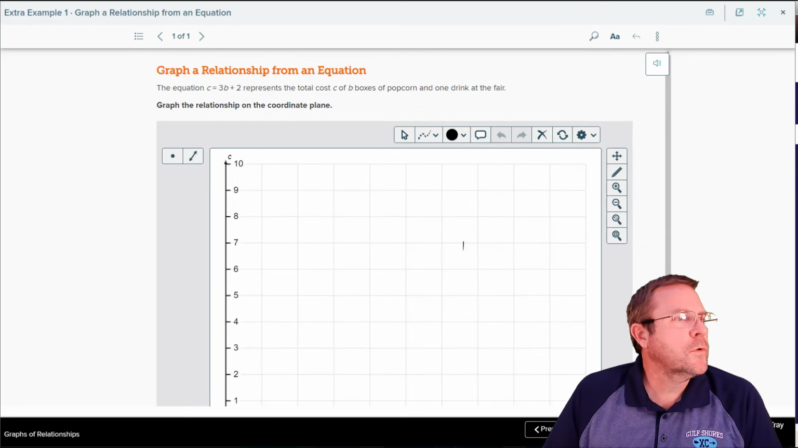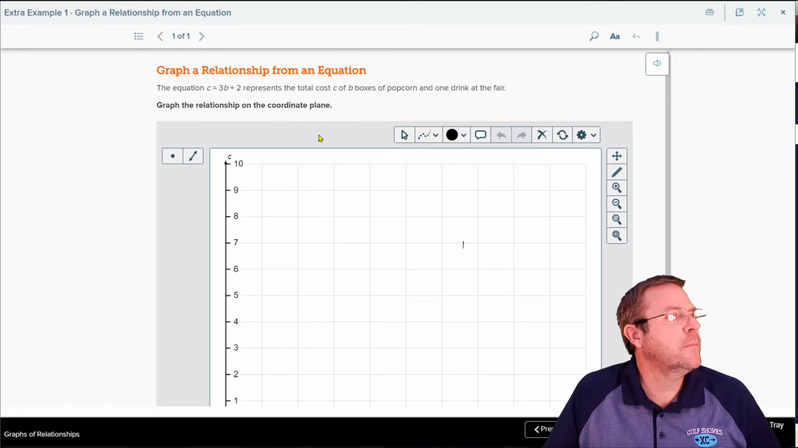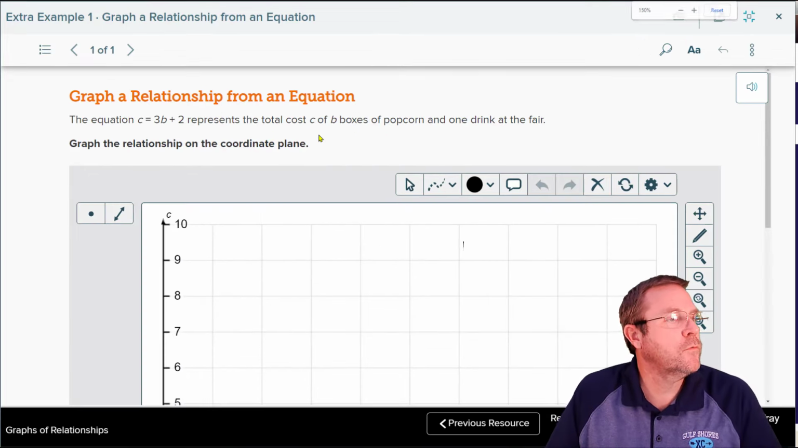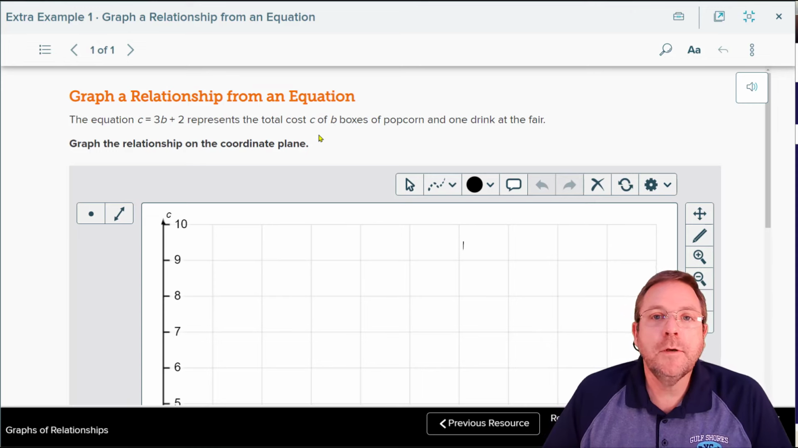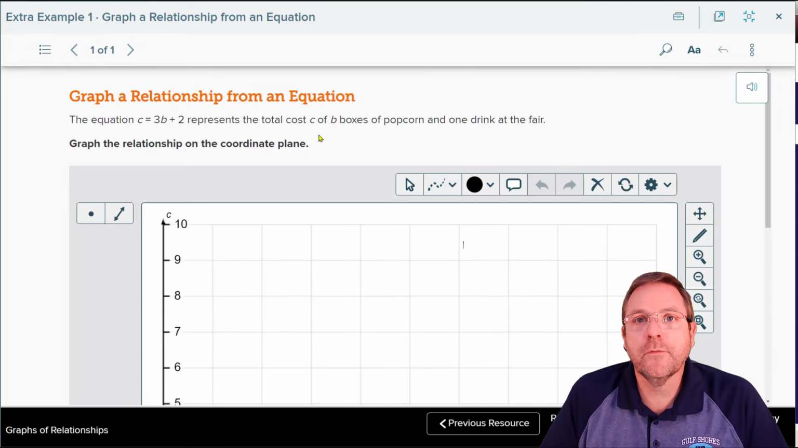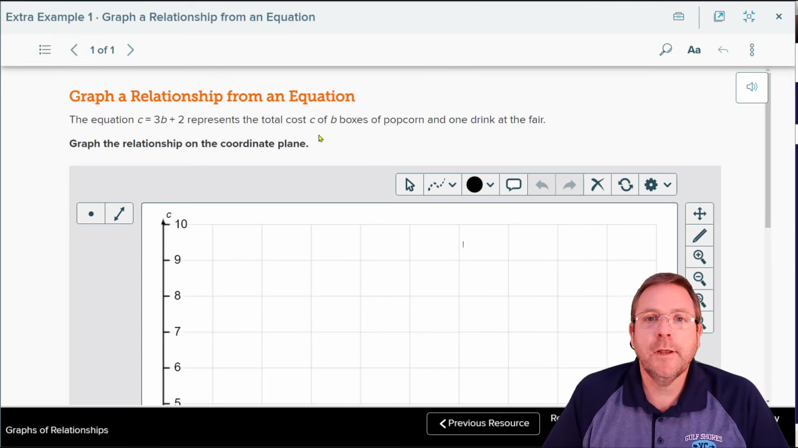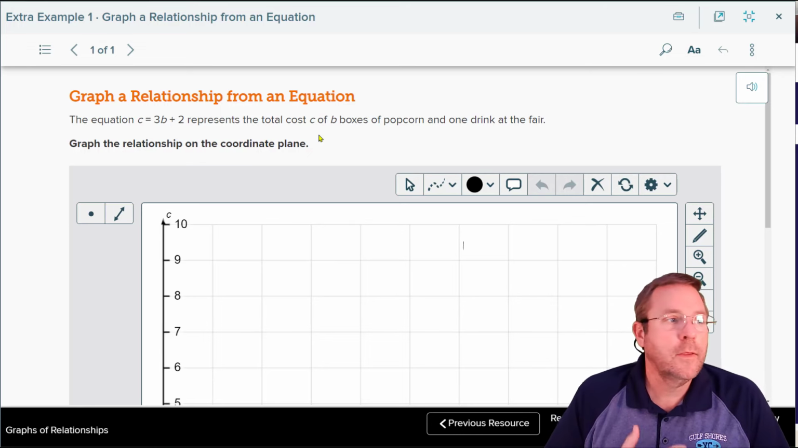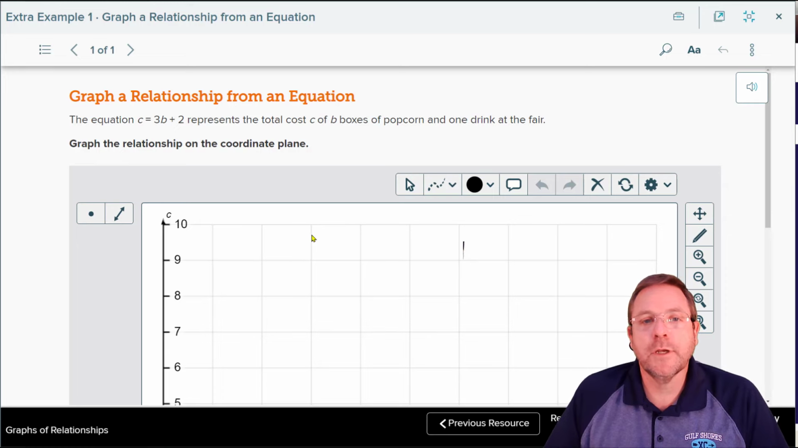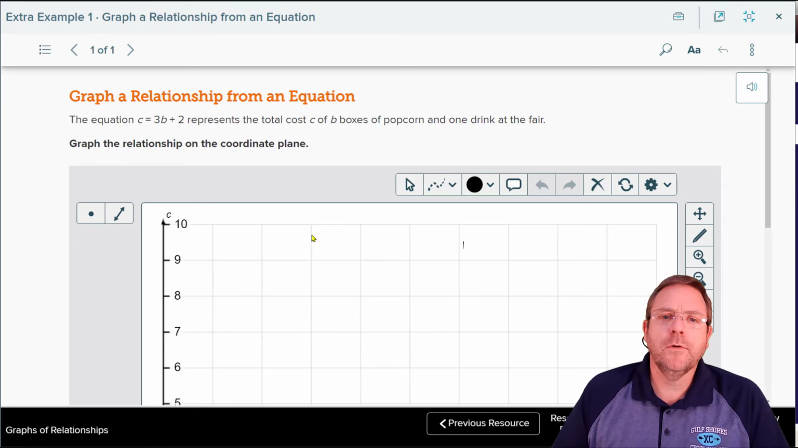Now it's going to be your turn. You have the equation C is equal to 3B plus 2. That's a plus 2 right there. So first thing you're going to need to do, create your table based off your information. After you have your table, create your ordered pairs. After you have your ordered pairs, then you need to graph your ordered pairs and check it. Go ahead and pause the video while you do all this.